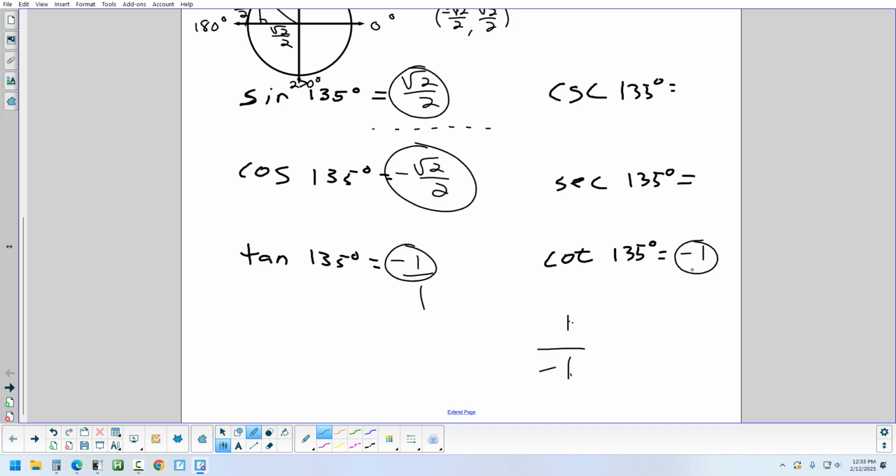Okay. How about the cosecant? Which trig function do we flip? Well, what's the name of the trig function? It's the y, which is negative square root of 2 over 2. Sine. Yeah, flip the sine. So take the sine, which is root 2 over 2, and flip it.